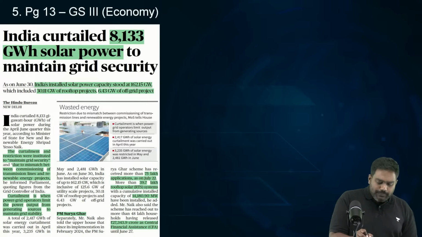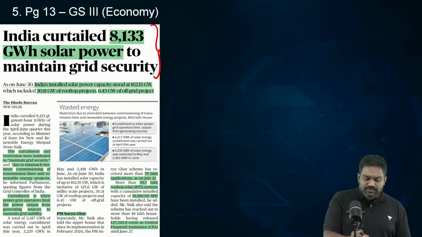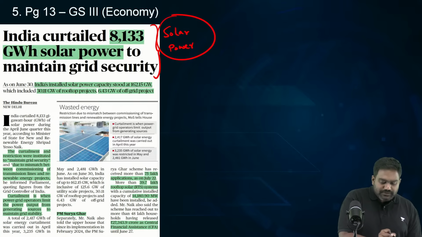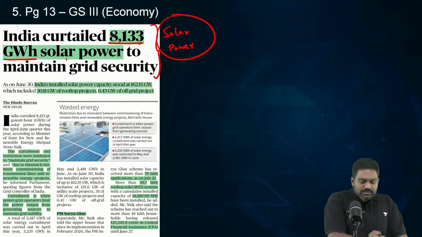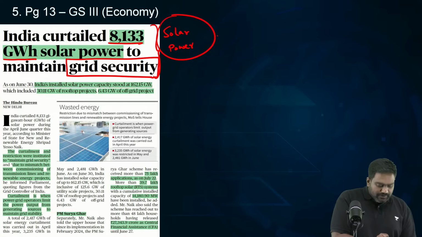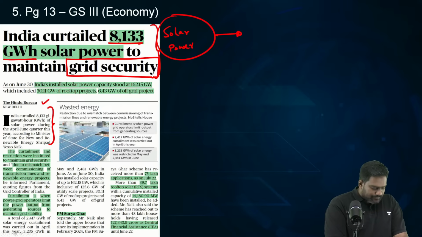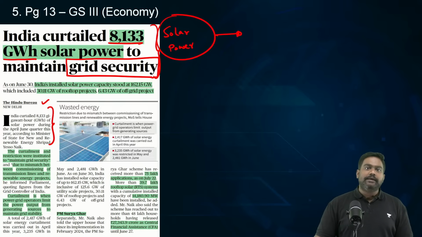Next, on page 13, there's an article related to India's renewable energy sector, specifically solar power. India has curtailed 8,133 gigawatt hours of solar power in order to protect the security of the power grids. This is an update coming from Ministry of New and Renewable Energy. This highlights a dilemma that India's renewable energy sector is facing currently.